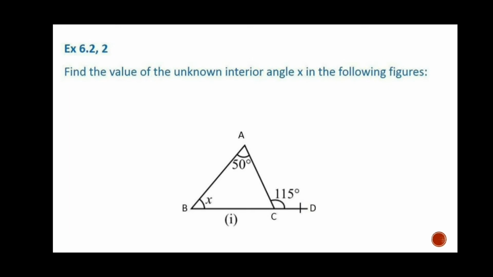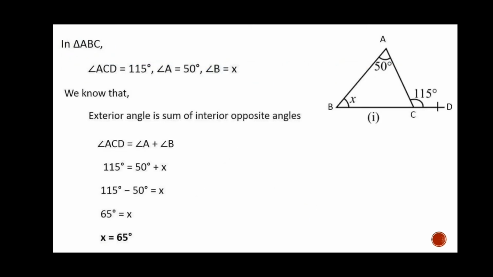Now we'll move to question number 2 of this exercise. We have to find the value of unknown interior angle x. In the previous question we had to find the exterior angle, but here we have to find the unknown interior angle. So in triangle ABC, you can see angle ACD is the exterior angle, which is 115 degrees. Angle A is given 50 degrees and angle B is x.